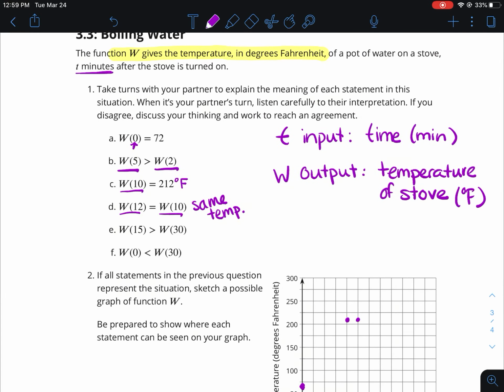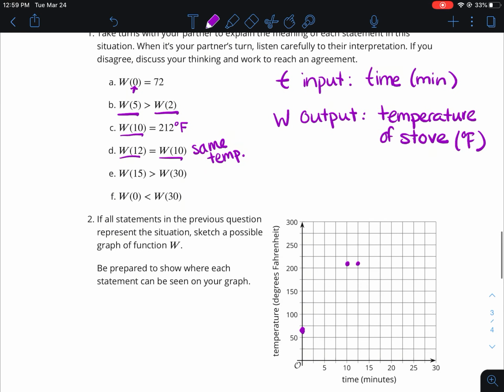Does it say what time it started cooling down? Probably not. I would maybe assume after 15 minutes, then the stove started cooling because W of 15 is greater than W of 30. So I would assume the temperature started climbing probably pretty evenly, and then you had the stove on. And then it doesn't actually tell us when it started cooling. We know W of 30 is greater, so it doesn't go all the way back down to 72. But at some point, we're going to start going down, and it's cooling, and that W of 30 is greater.